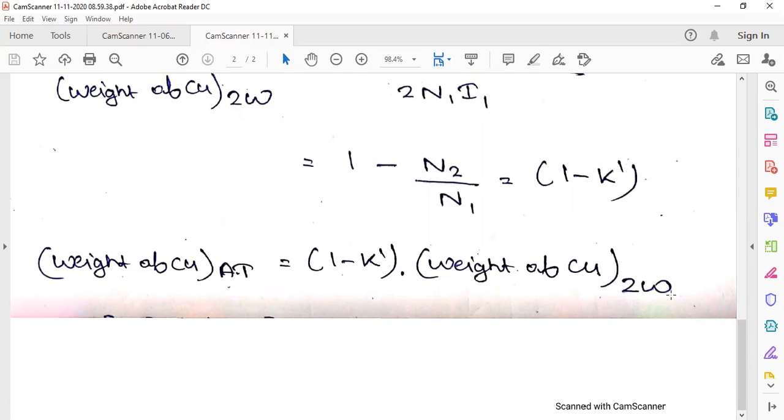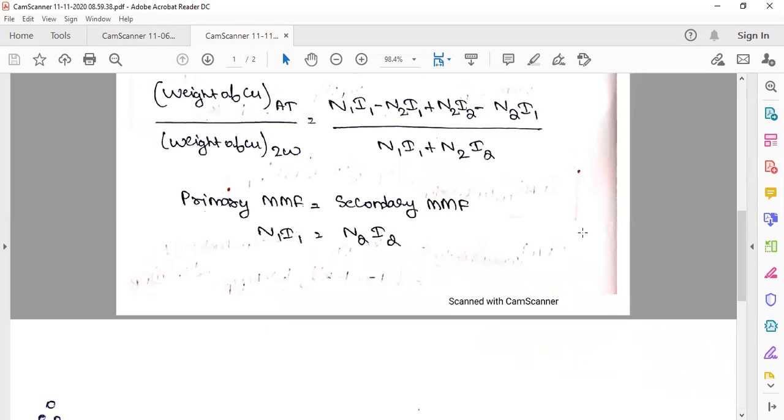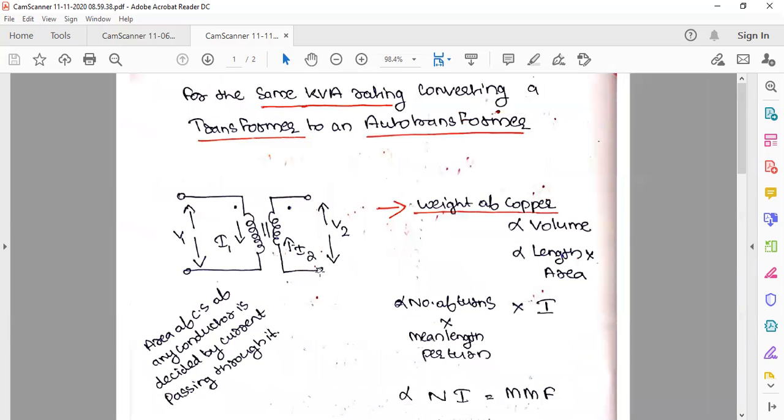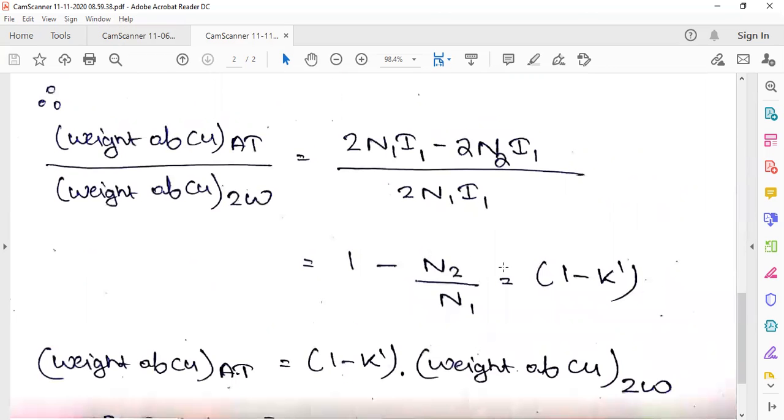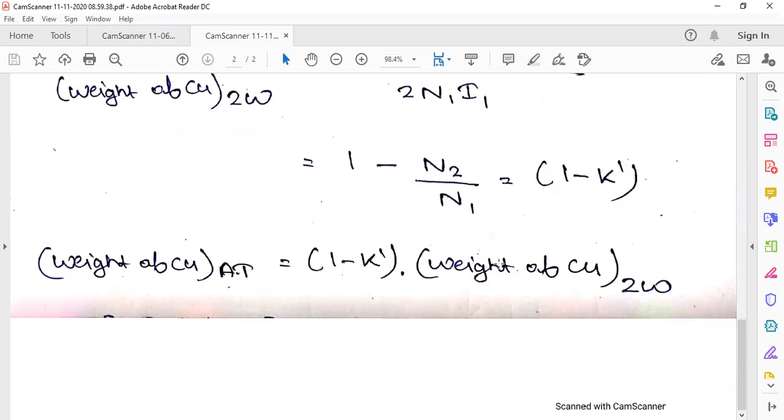Only if you understand from the base what a transformer is, and why it is I2 minus I1, V2 minus V1, all these things you should write, and finally you should reach this conclusion. So it's better you draw the diagram of an autotransformer also. It was there in my previous figure, that's why I didn't draw this diagram. You should draw it when you derive the amount of copper. When you derive this equation, it's advisable that you draw the diagram of the autotransformer also. So weight of the copper in the autotransformer is equal to 1 minus K dash into weight of the copper in the two winding transformer.